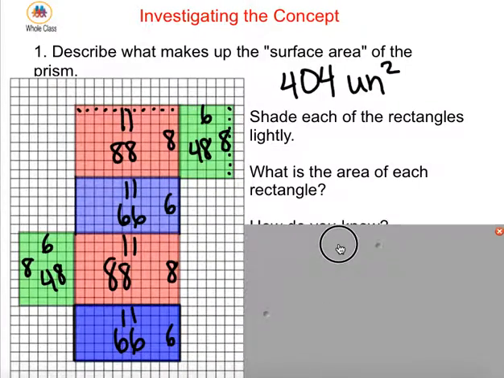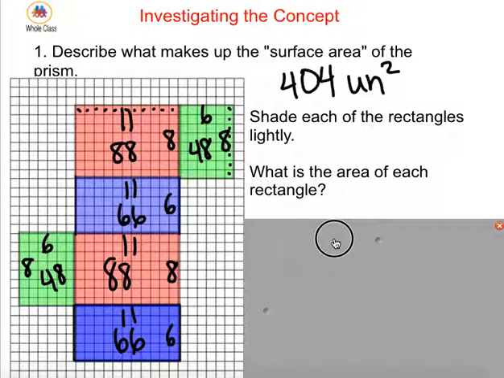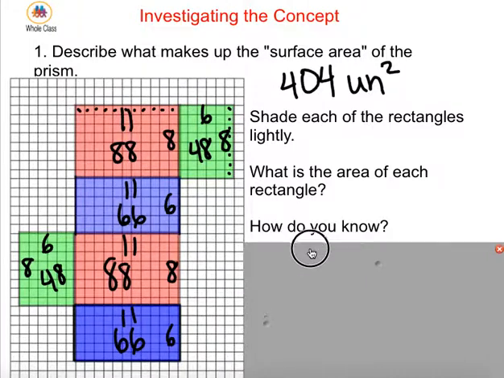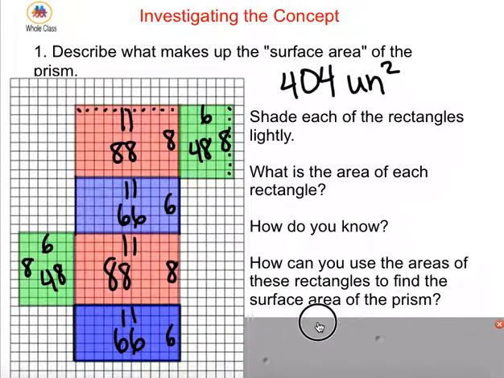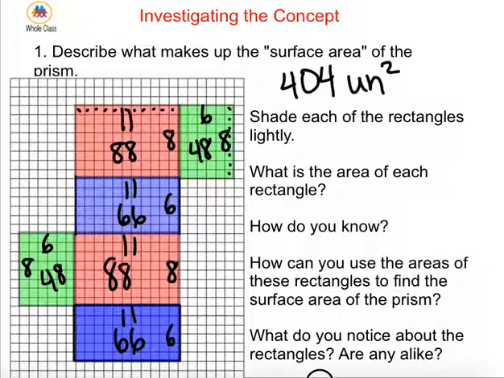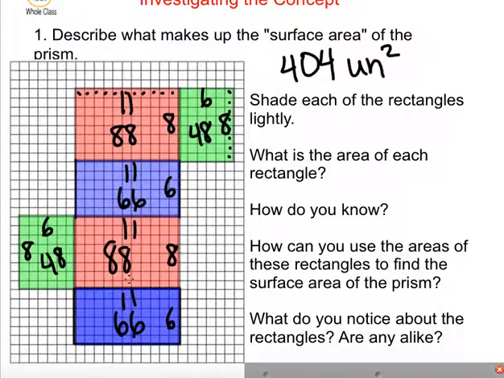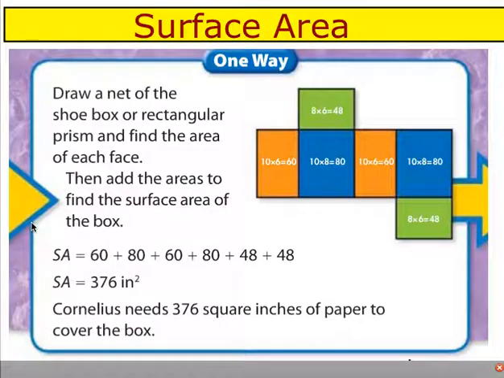So, kind of the questions that you're asking yourself through this, by using a net to find a surface area: what's the area of each rectangle? How do you know? Can you use the areas to find the surface area? Yes, we just add them all up. And we see that some of them are in common. We have 2 48s, 2 88s, 2 66s, and that's because we have those similar sides on this rectangular prism. So using nets is very helpful to figure this out.